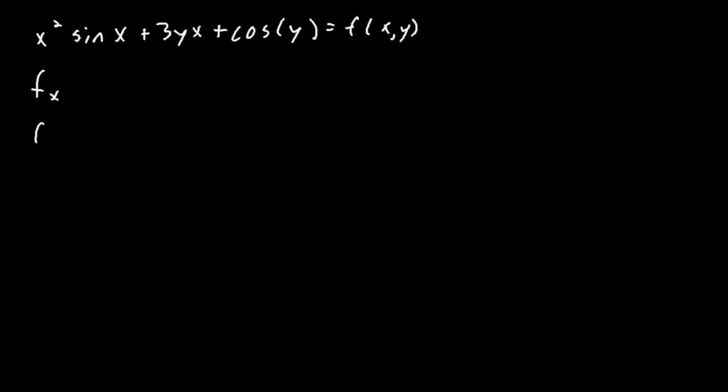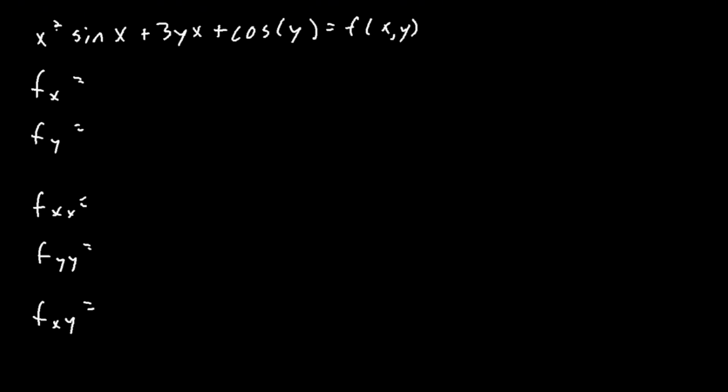Okay, let's derive x squared sine of x plus 3yx plus cosine y squared. Good lord. You know what? This is going to be an annoying one to do, so I'm just going to remove the y squared because I'm lazy. Okay, let's set this up first. F of xy. So how about f of x and f of y?